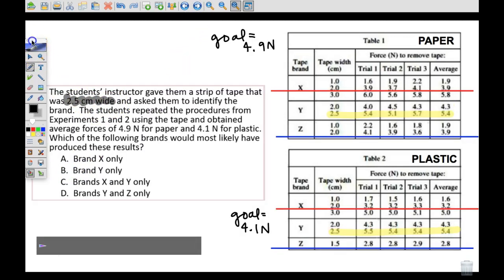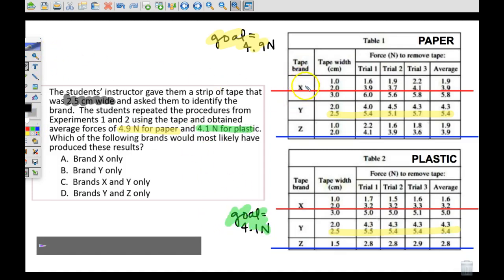In our last question, it asks, the student's instructor gave them a strip of tape that was 2.5 centimeters wide and asked them to identify the brand. So the students repeated the procedures from experiments 1 and 2 using the tape and obtained average forces of 4.9 newtons for paper and 4.1 newtons for plastic. Which of the following brands would most likely have produced these results? So there's a lot of things going on here. We're going to take it one brand at a time. Remember that our goal for paper is 4.9 newtons, and our goal for plastic is 4.1 newtons.